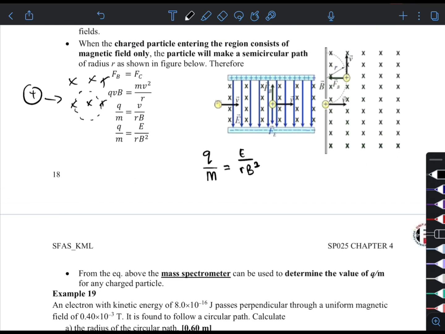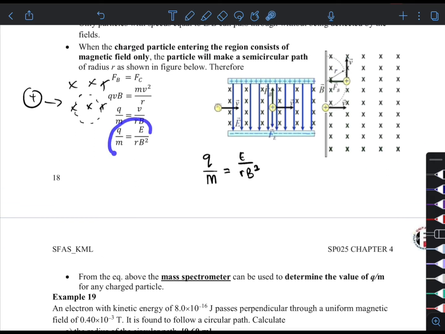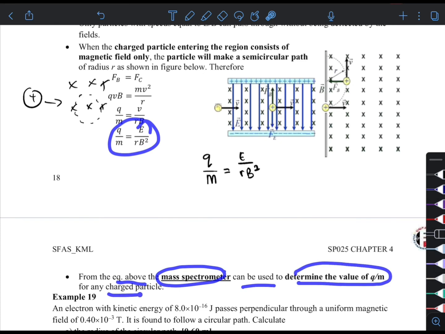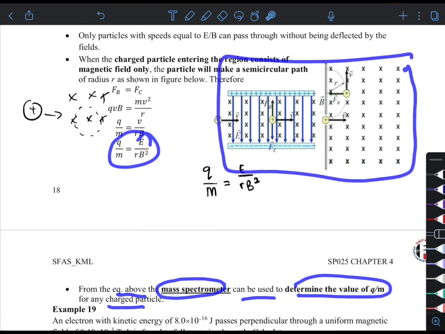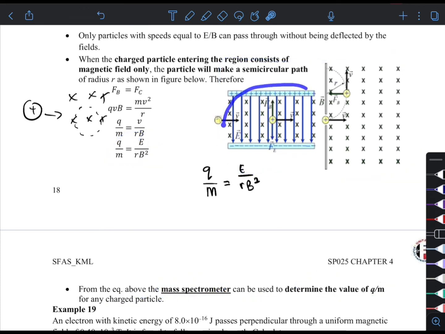Okay, from this equation, mass spectrometer can be used to determine the value of Q over M for any charged particles. So basically this whole thing kita panggil dia mass spectrometer, di mana it consists of velocity selector dan juga uniform magnetic field. Okay, velocity selector consists of electric field dan juga magnetic field, di mana bila charge itu masuk dia akan bergerak lurus sebab magnetic force sama dengan electric force.